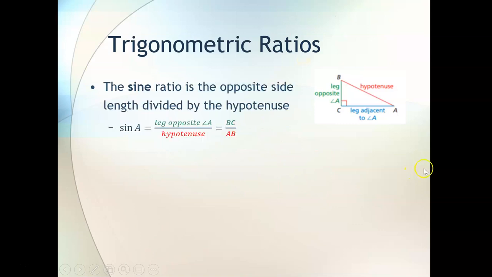Okay. So then we also have the sine ratio, which is so if we're looking at A, it's the opposite over the hypotenuse.